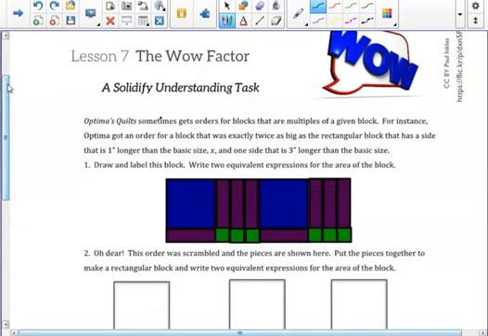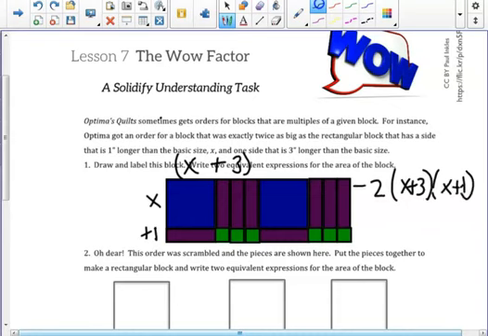We are asked to represent the first order that contains a block that was exactly twice as big as the rectangular block that has a side that is 1 inch longer than the basic size x, and one side is 3 inches longer than a basic size. We would draw this as the diagram shown. This represents our x plus 3 times an x plus 1 side length. Since we have two of the same blocks next to each other, we can represent this as 2 times an x plus 3 times an x plus 1 area.